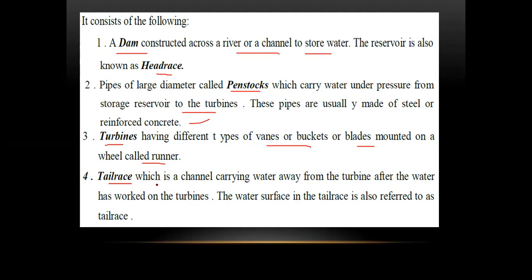Next, tail race. Tail race is a channel carrying water away from the turbine after the water has worked on the turbines. The water surface on the tail race is also referred to as tail race.